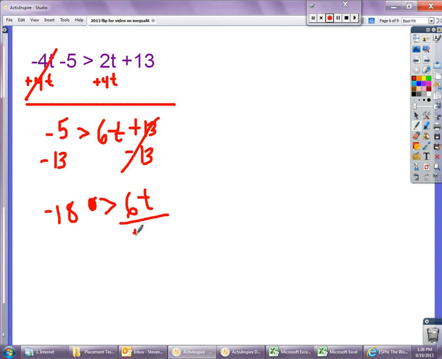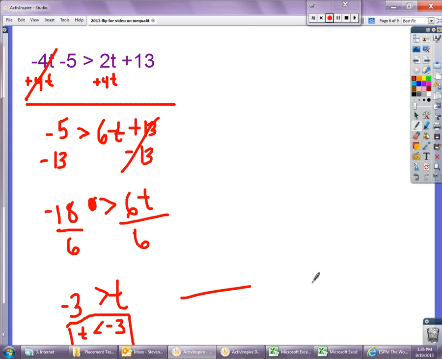And now I'm going to divide by 6. Now, notice that our answer is a negative 3, but I don't flip the sign because I divided by a positive on both sides. So my answer is negative 3 is a number that is greater than t. Or in other words, I can flip-flop them. t is actually less than negative 3. And on my graph, I have a 0. Here's my negative 3. The numbers that are less than negative 3 would be over here.